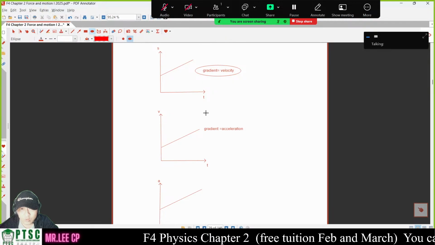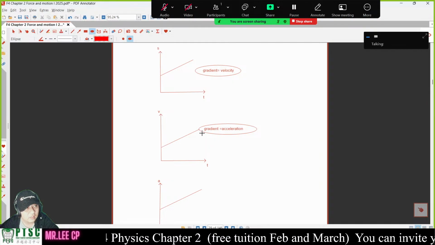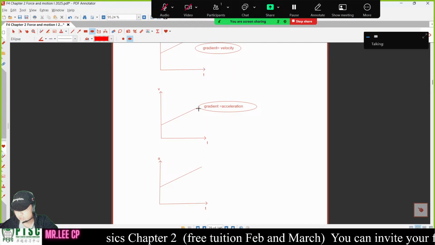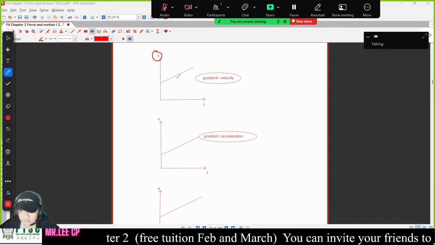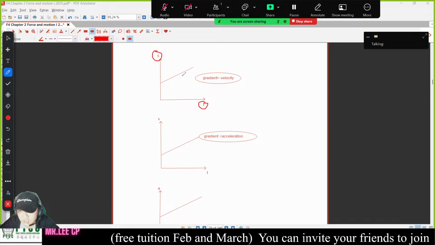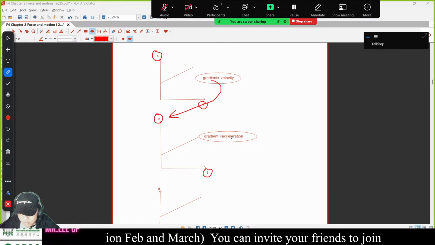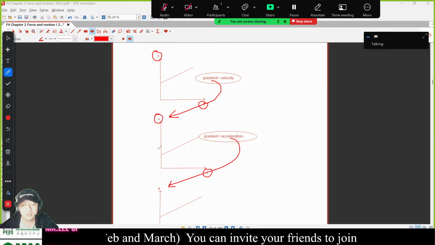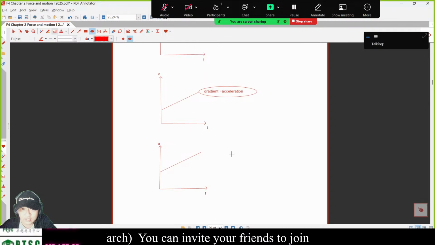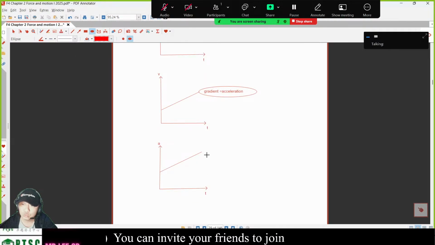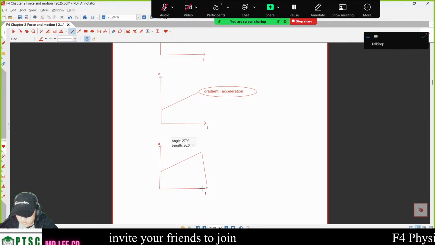It means when you want to find acceleration, you find the gradient of the graph. How to find the gradient of the graph? We do it next week, not today. Today not enough time. So if ST graph, you want to find velocity, you find the gradient of the graph. VT graph, you want to find acceleration, gradient of the graph, go down. Now, AT graph, you want to find gradient, nothing. No gradient.